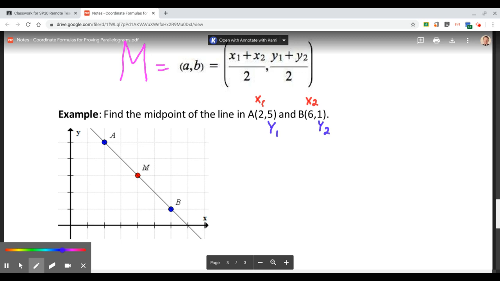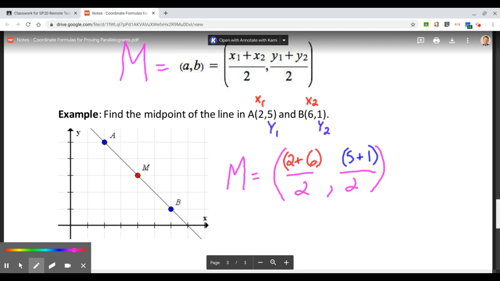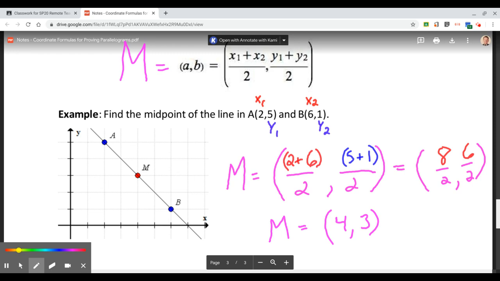So let's plug it in the formula to see what it looks like. Plugging it into the midpoint formula, you're going to get 2 plus 6 over 2 for your x value, and your y value is going to be 5 plus 1 over 2. So 2 plus 6 equals 8, and 5 plus 1 equals 6. So 8 divided by 2 is going to be 4, and 6 divided by 2 is 3. So your midpoint value is going to be 4 and 3.